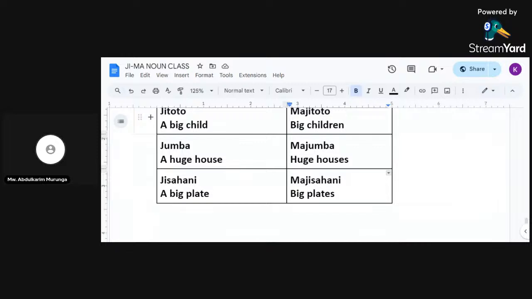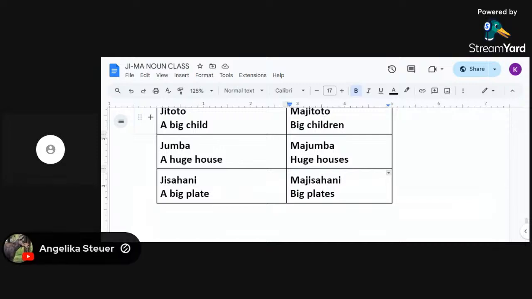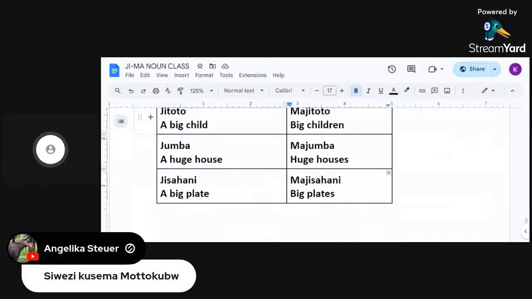Yeah. One time I was teaching my student. The student wanted to say, you're a big teacher. They said, wewe ni jialimu. They said, no, hapana. You can say mtoto mkubwa. It's okay. If you say mtoto mkubwa, that is less offensive. But if you say jitoto, it means a big child, but that jitoto will sound offensive to this child.